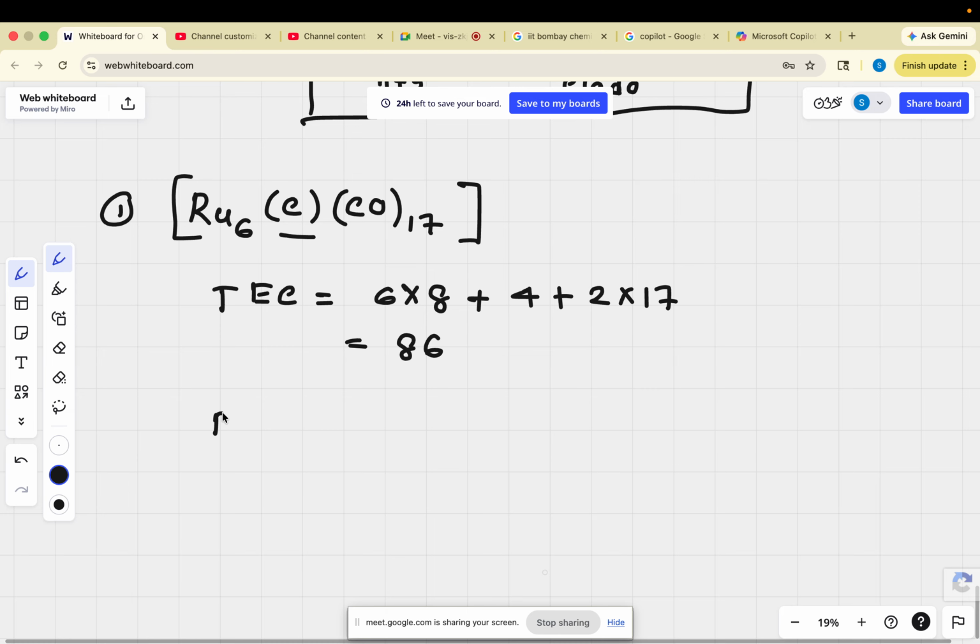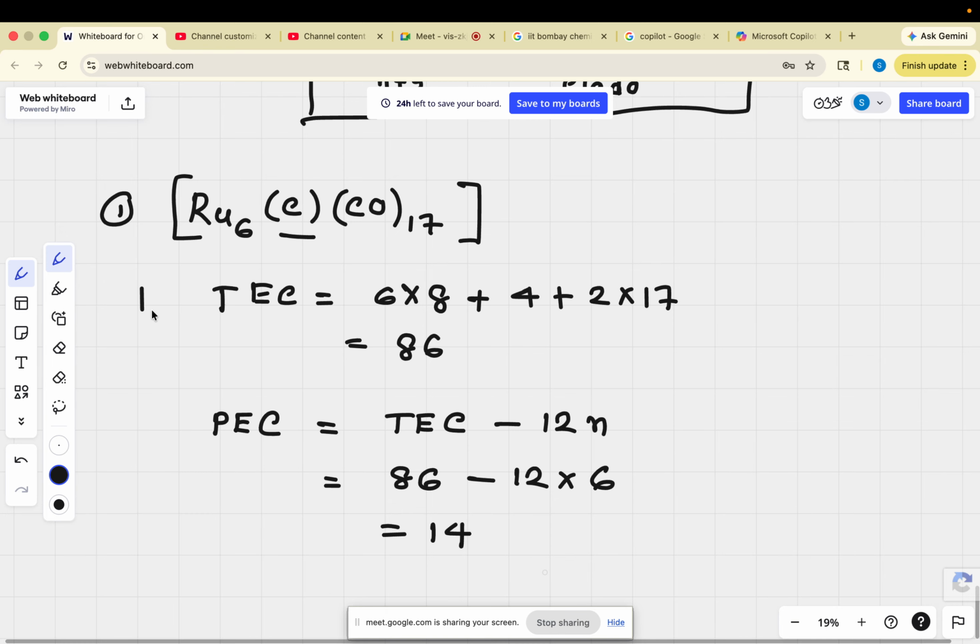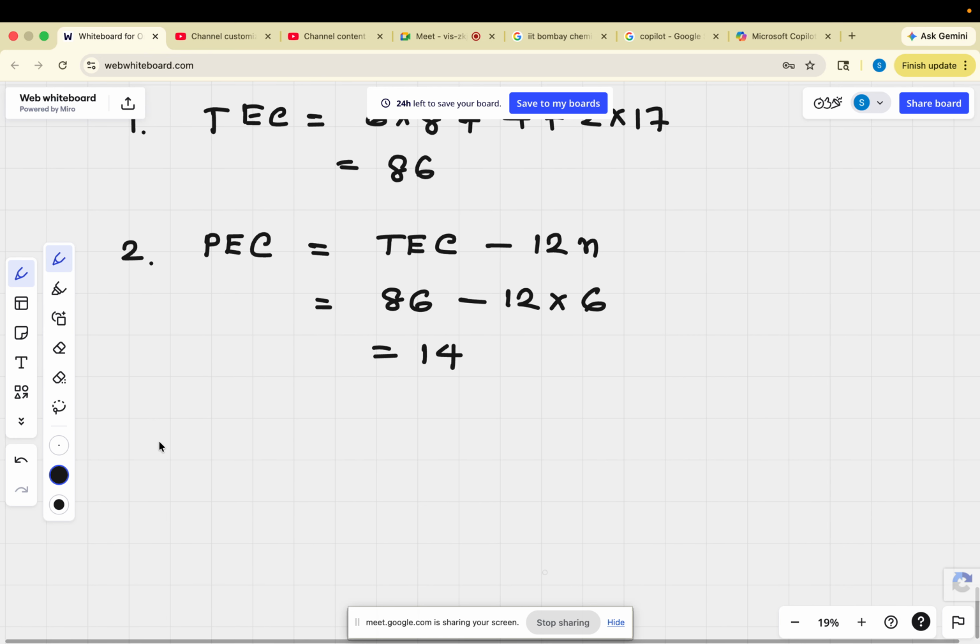Next you have the polyhedral electron count. Polyhedral electron count is equal to your TEC, total electron count, minus 12n. This total electron count value is 86, minus 12 into n. How many metal centers do you have? 6, right? So 12 into 6, and it will be 14. This is your number 1 step, this is your number 2 step, and now the number 3 step: PEC divided by 2. So 14 by 2, you are getting 7.